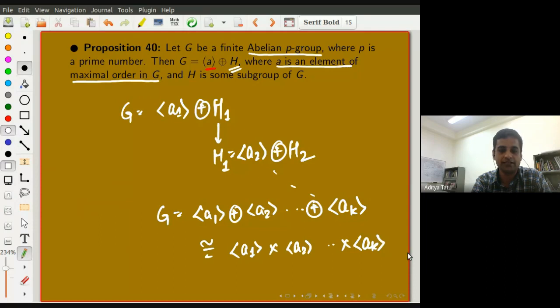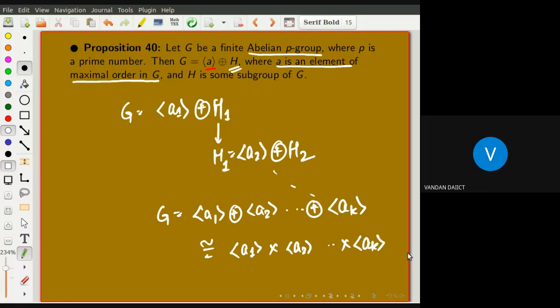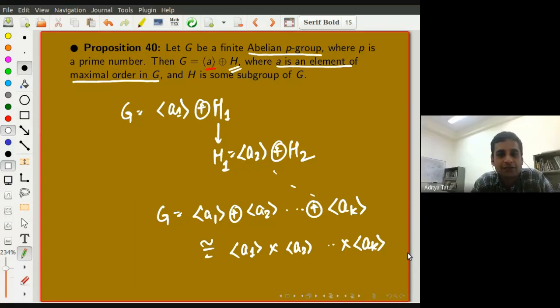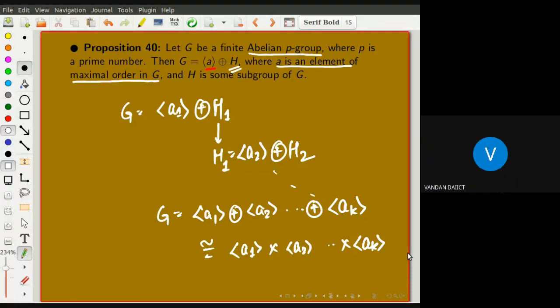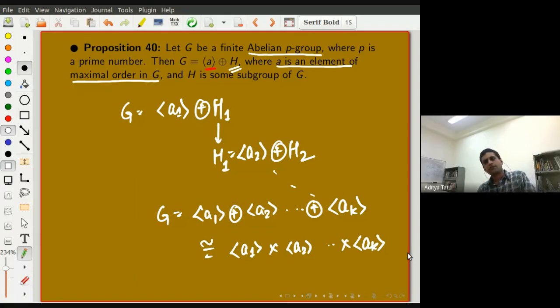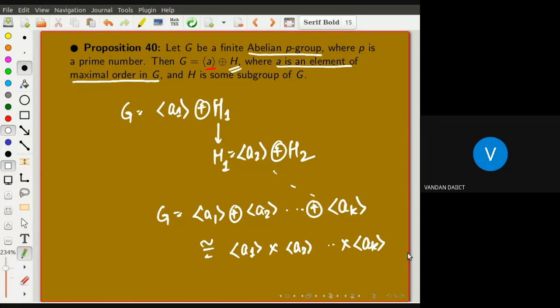Sir, what if element A has maximum order equal to the order of G? Yeah, so that's the simplest case. But why should that always happen? Means we have group G, which is a p-group, so its order is p raised to some r. So there should be an element which has order equal to p raised to r.